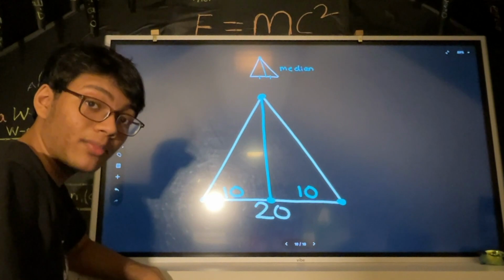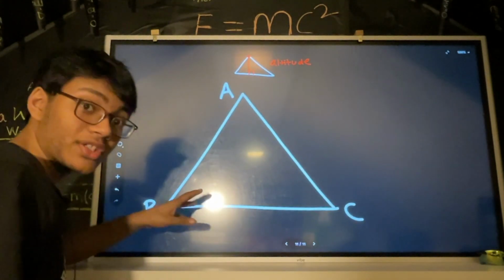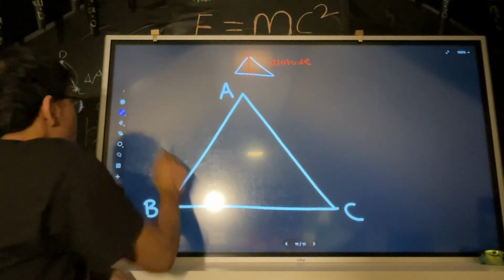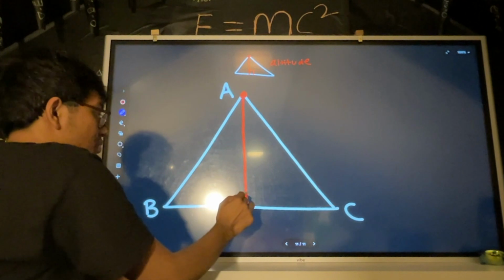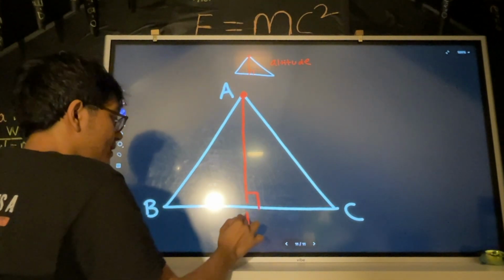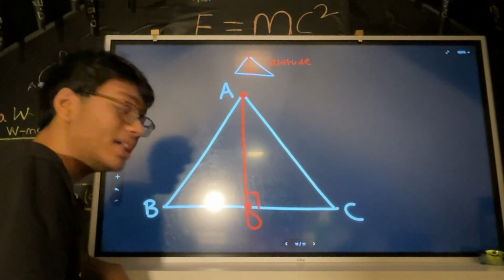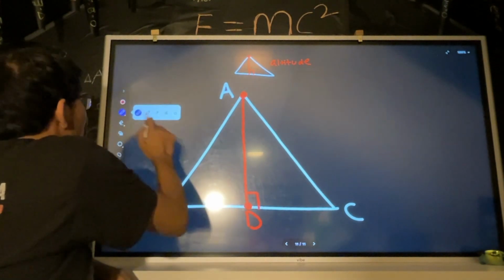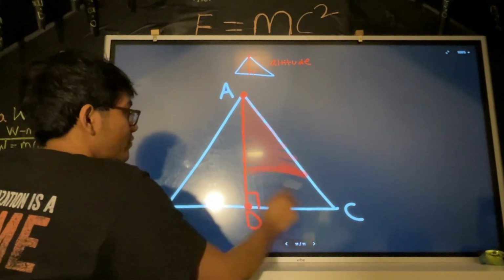Let's check out an example of the next one, which is the altitude. Alright, so here's a triangle. Now I'm going to draw the altitude. So here's my altitude starting from the vertex and dropping down to a right angle. And let's say that this is D, point D here. So it drops down to point D. Now my question is, what kind of triangle is this triangle? Triangle ADC. What kind of triangle is it?